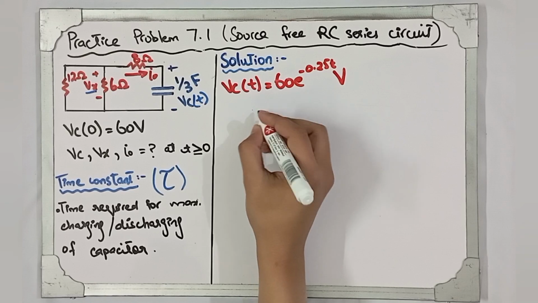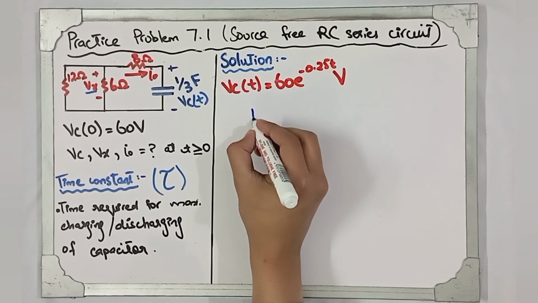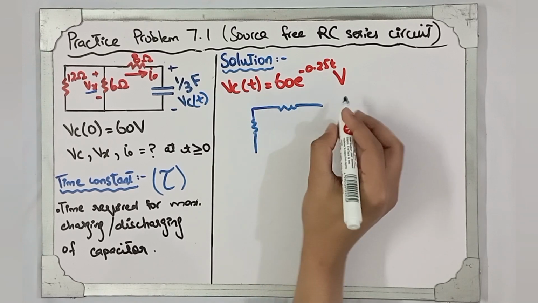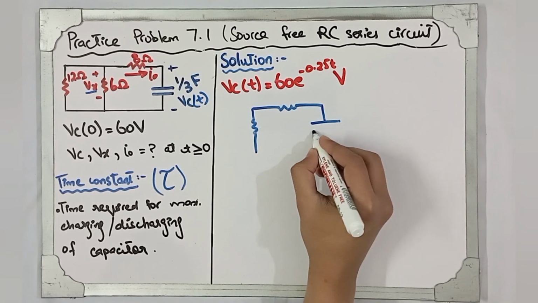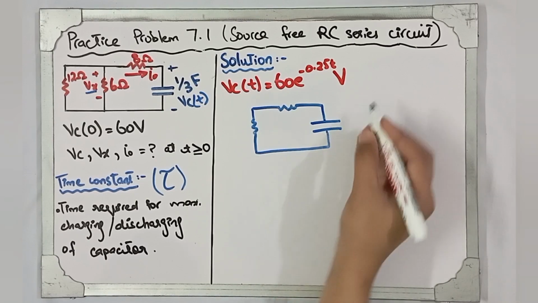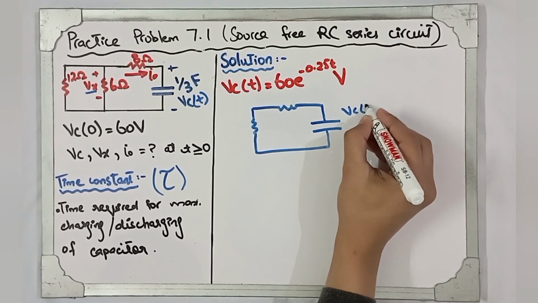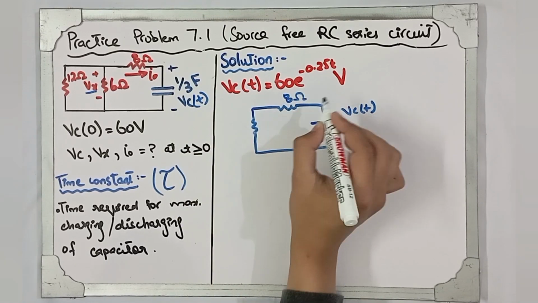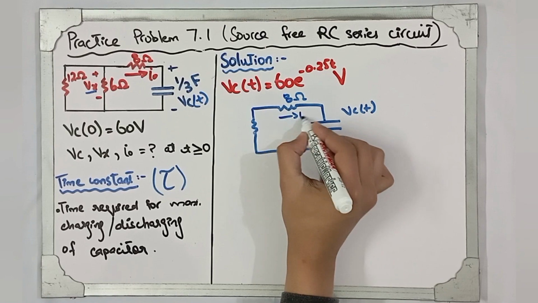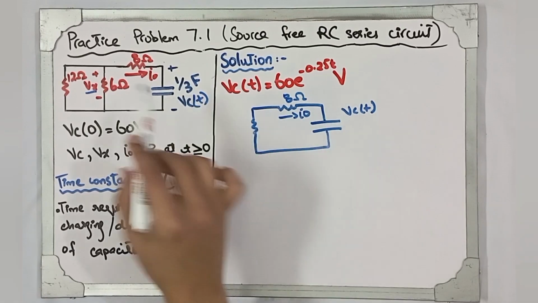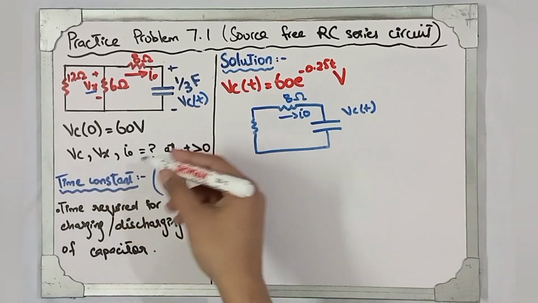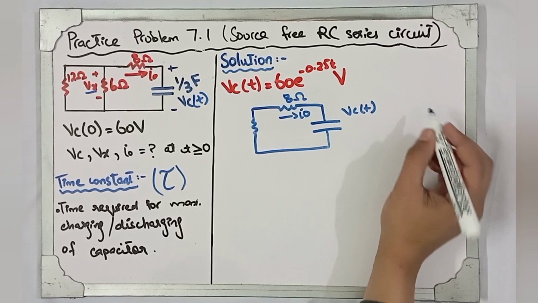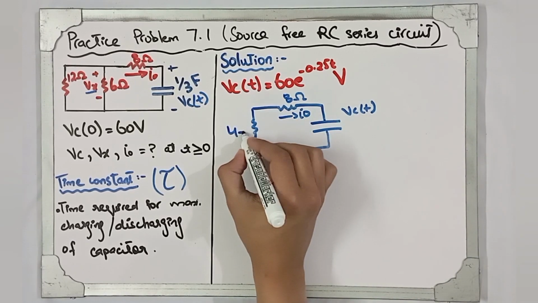So let's redraw the circuit. Here will be our equivalent of these two parallel resistors, right? Here is our other resistor, the capacitor here, 1/3 farad, with the voltage Vc at t, right? And the 8 ohm resistor here, the current I naught is flowing through it, and the equivalent of these two resistors we have already found. So it was 4 ohms, right?